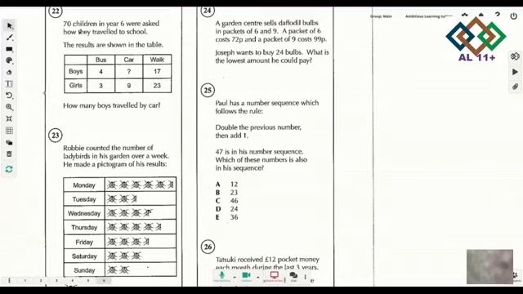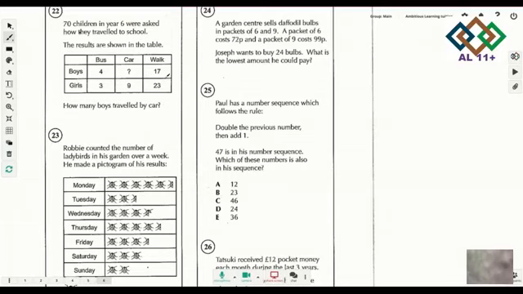For question 22, they asked: 70 children in year 6 were asked how they travel to school. The result shows in the table. They're asking how many boys travel by car. If you look, the car figure for the boys is missing. To find the answer, you just need to subtract from the total the figures that are in the table.